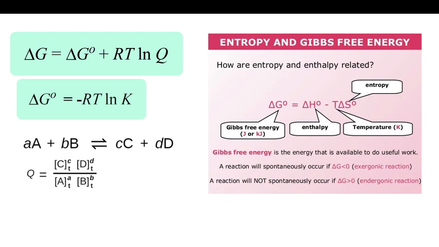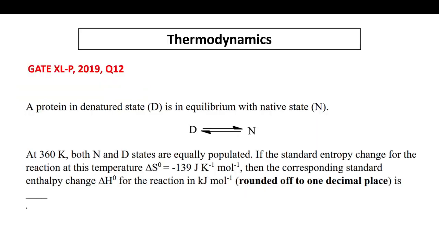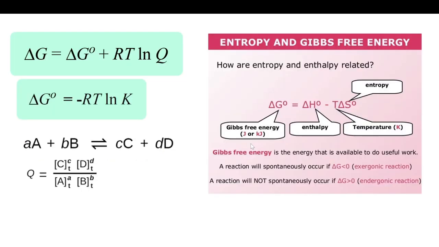So first is the K equilibrium, the equilibrium dissociation constant. Okay, why equilibrium? Because in this question it is already said that your denatured state and the native state are in some kind of equilibrium, and if they are in equilibrium, there will be an equilibrium constant for this equilibrium. Or, if it is not in equilibrium, then this K value can also be considered as the reaction quotient.